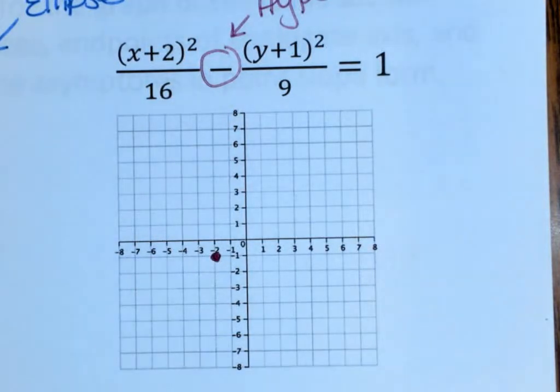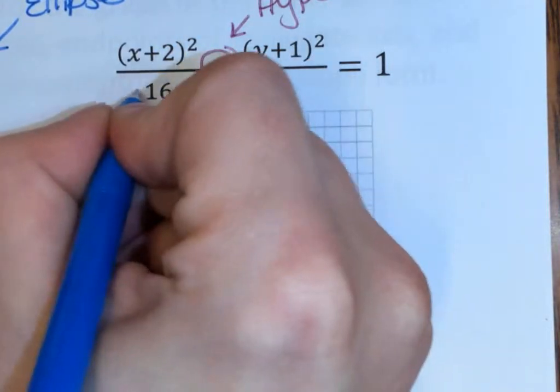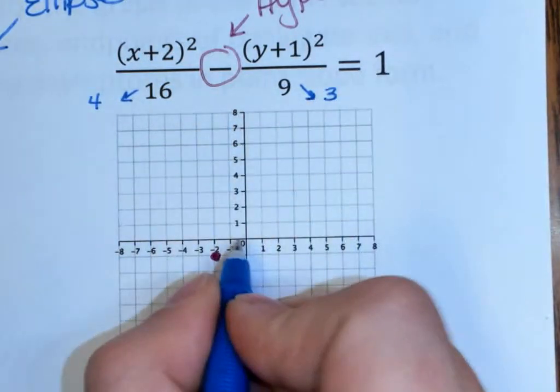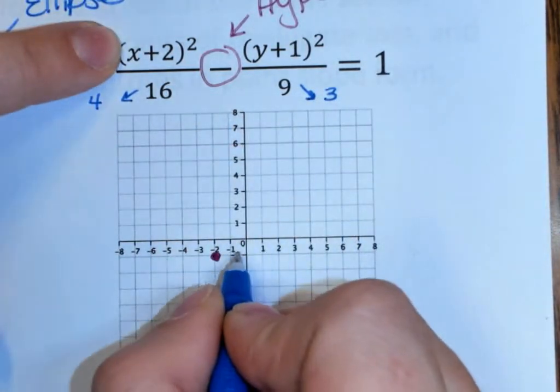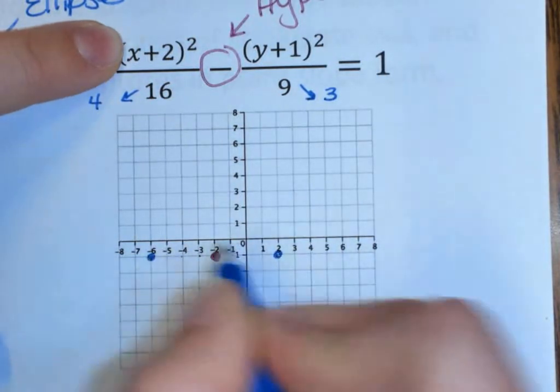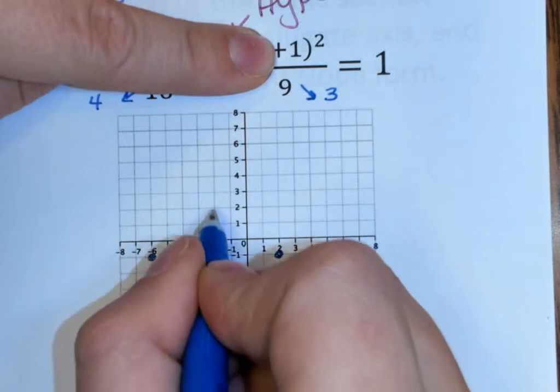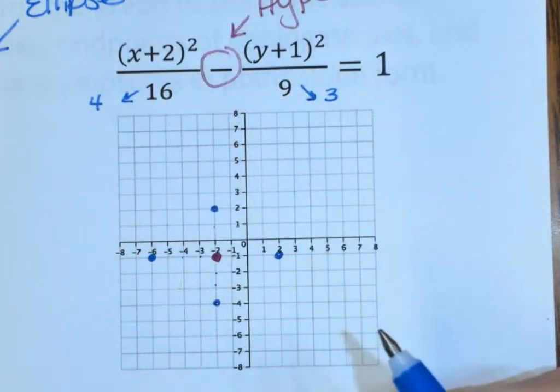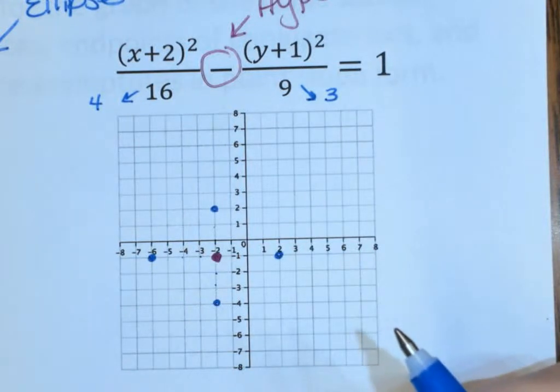Then, just like we did with the ellipse, we're going to say, what's the square root of this? What's the square root of that? And we're going to go under the x. So I'm going to go 1, 2, 3, 4. 1, 2, 3, 4. Under the y, 1, 2, 3. 1, 2, 3. Are you okay? So far, it's literally the exact same thing that we did with an ellipse.